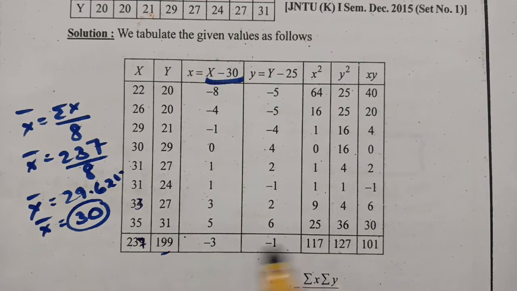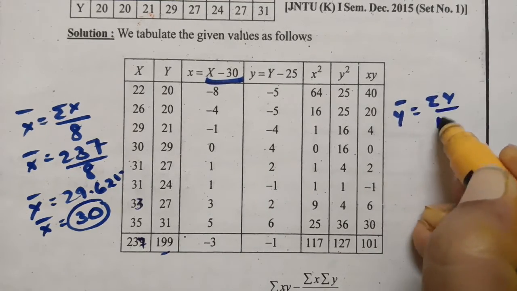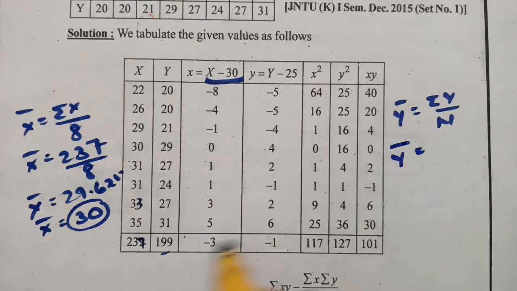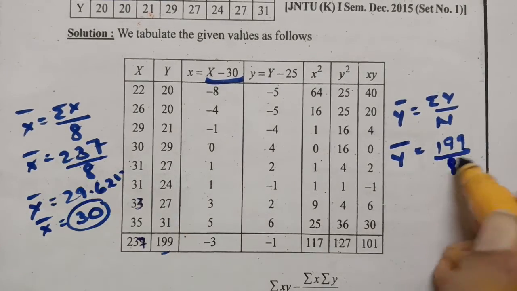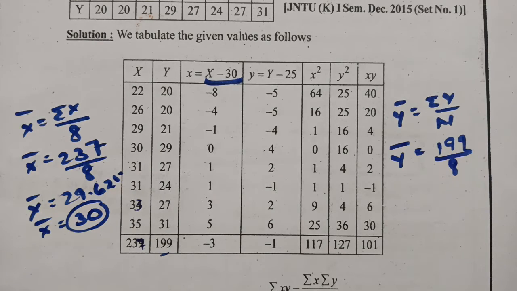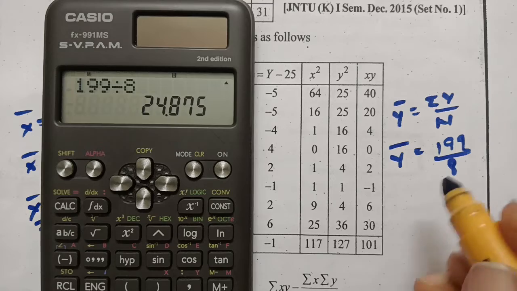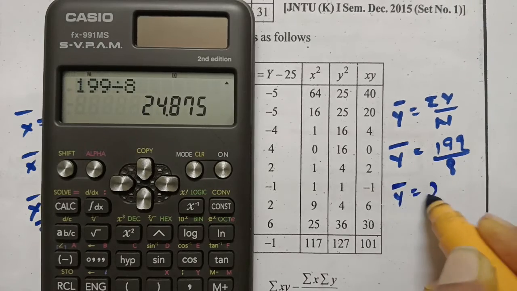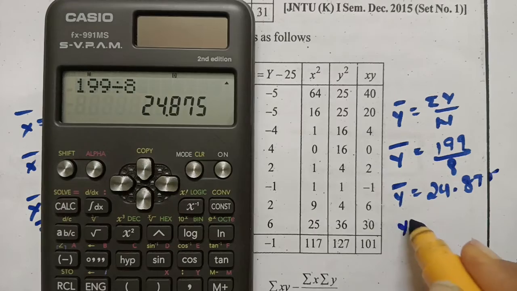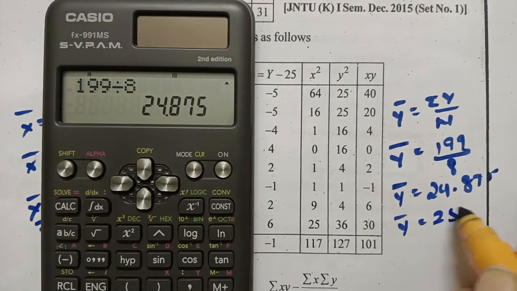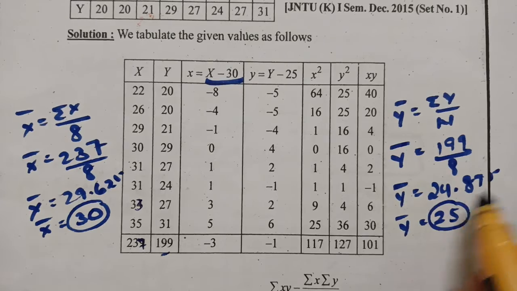After adding, for the y series, y bar is equal to sigma y by n here. What is y bar here? This is 199 by n value. Just now I found total 8 observations are there. So this is 199 divided by 8. This is a fraction here, and when this is a fraction, we have to use the assumed mean. Y bar is approximately 25. So we have to assume a certain mean, taking the nearest value.